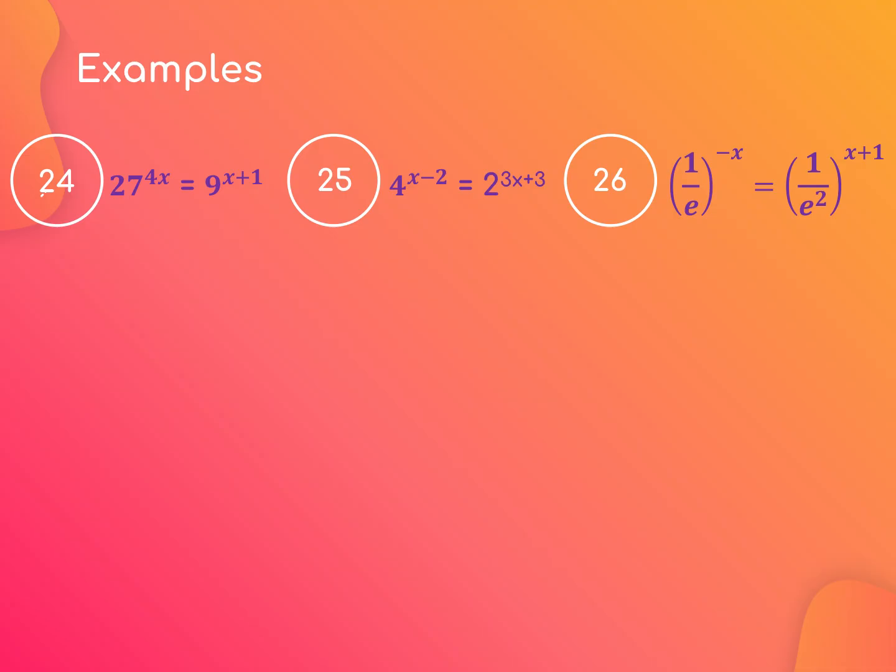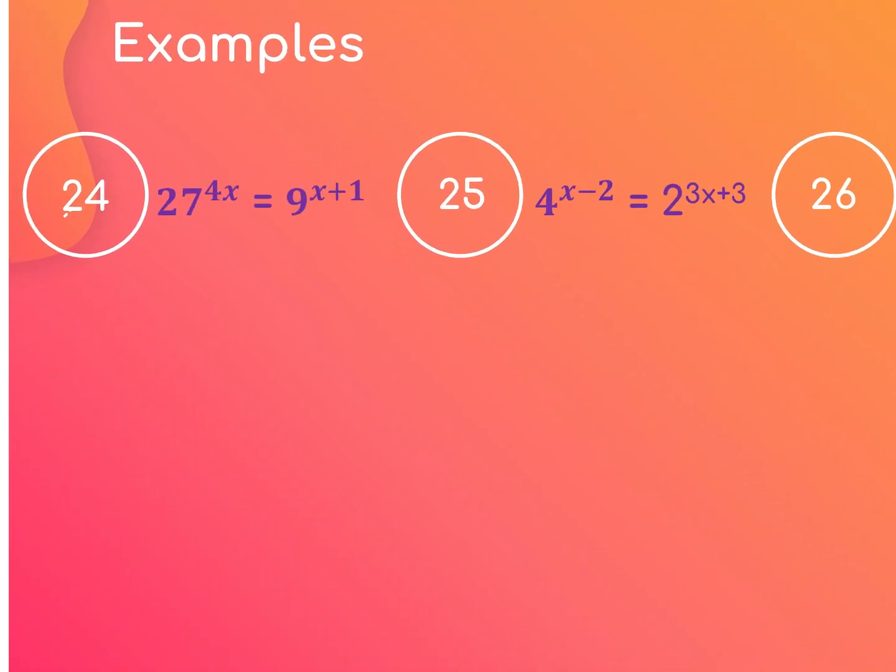All right, let's keep going with some examples. In this one, number 24, 27 and 9, you can't really change them to get the same base as the other one. But you can change both of them to have the same base. So 27 and 9 both can be written to have a base of 3. 27, you can write as 3 to the power of 3, and this is to the power of 4x. And this is going to equal 9, which we can write as 3 to the power of 2, and this is to the power of x plus 1.